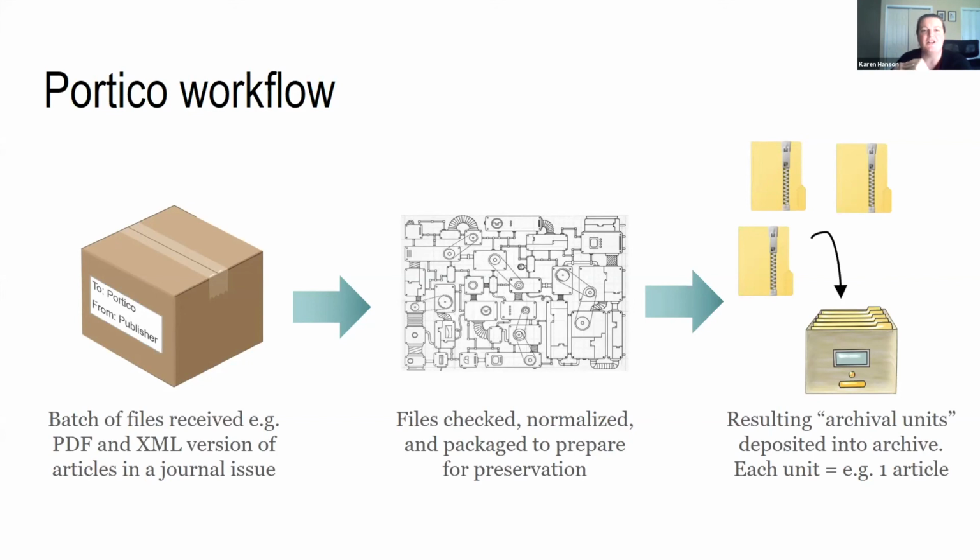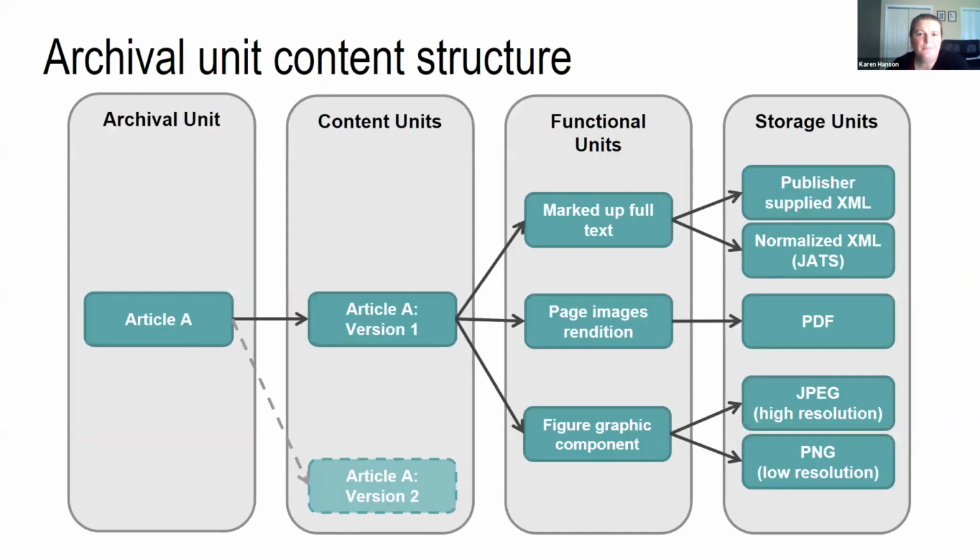And each one of those packages is usually either a single article or a single book. And we do have other kinds of digital content as well. And these resulting packages are called archival units. And these are placed in the archive where they're replicated and monitored for changes. So that's the very high level process, but I want to talk specifically about what goes on inside of these packages and how we think about them.